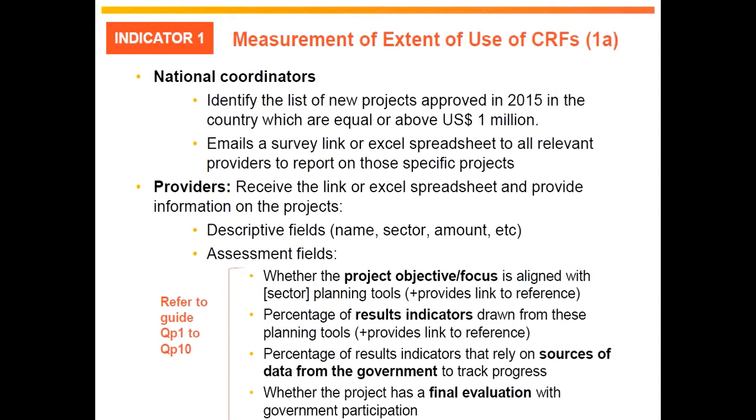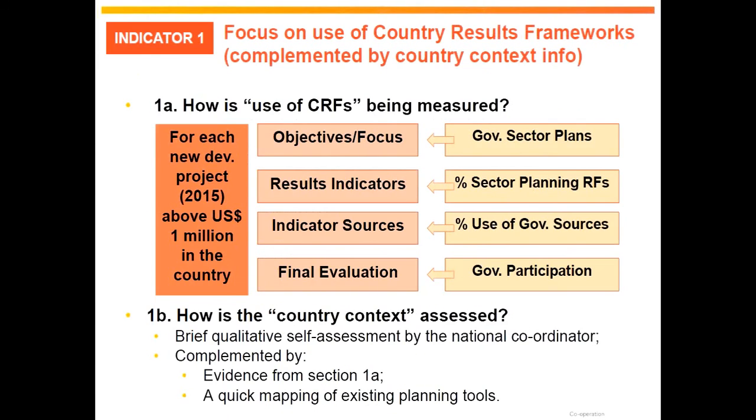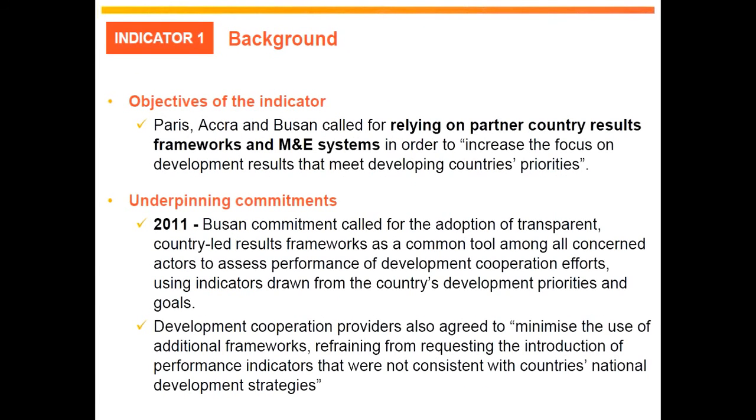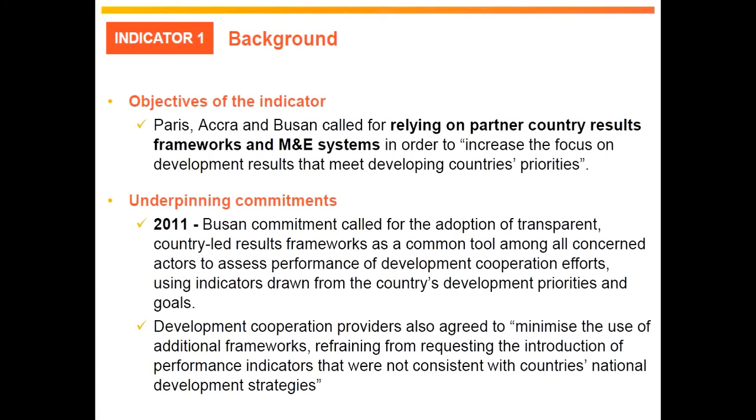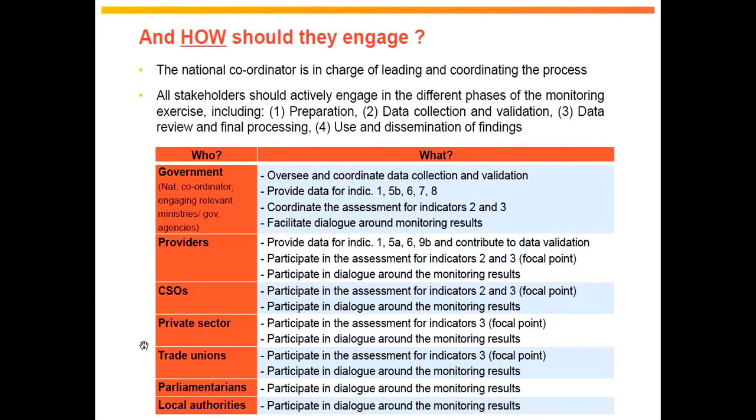Just to expand on that, his description holds also for the other indicators that we discussed today. For indicators 1, 5A, and 6, you will see that there is a role for providers to report information on those indicators to the national coordinator. I wanted to go to slide 7 to show how they should engage. Here, if you're still looking at the presentation, you can see the role of the different stakeholders and what the responsibilities are if they're participating. They provide data for those indicators, and also contribute to data validation, in the sense that if a national coordinator has a discrepancy with the information, they may get back to you and ask for clarification.